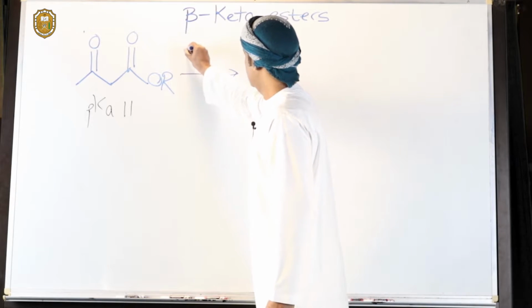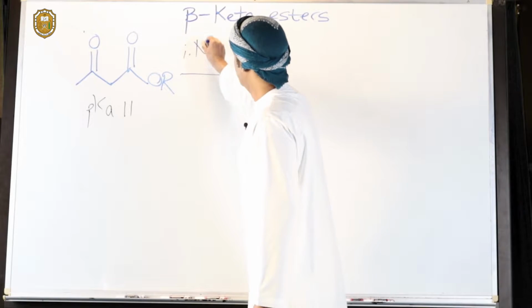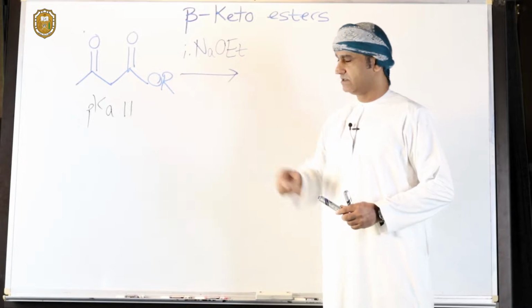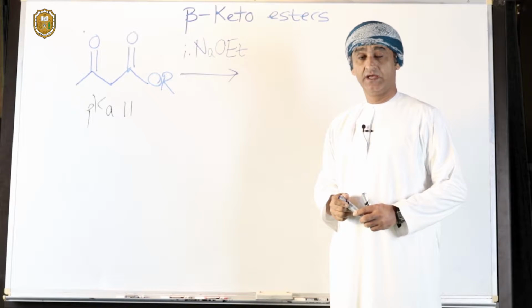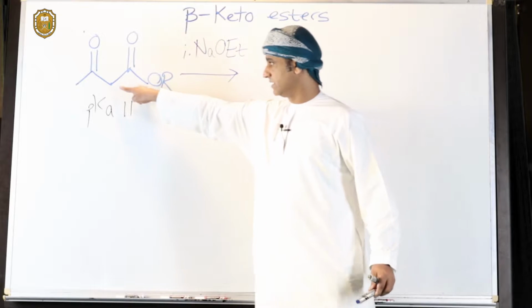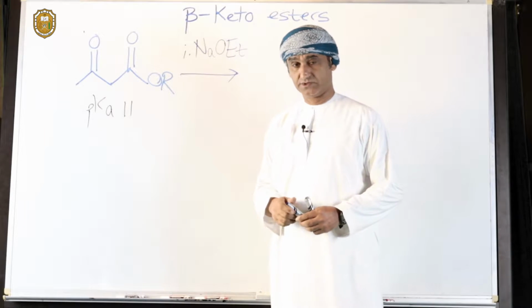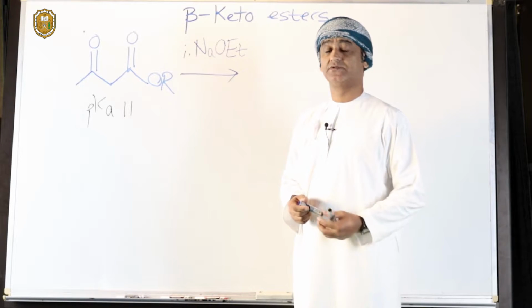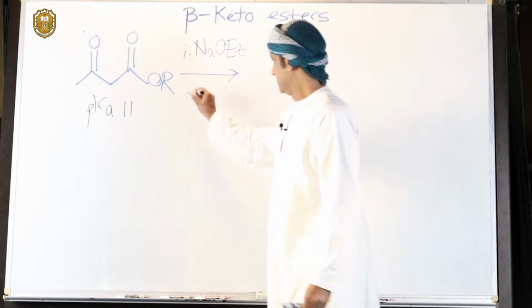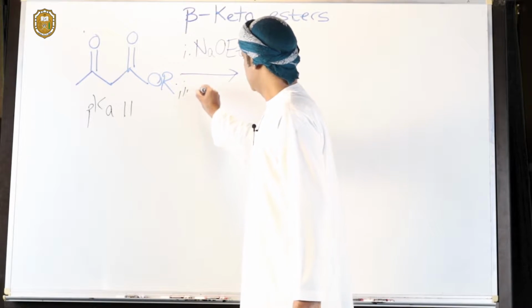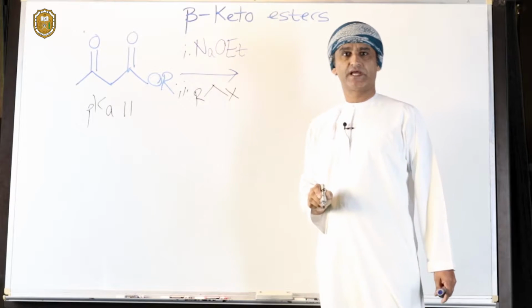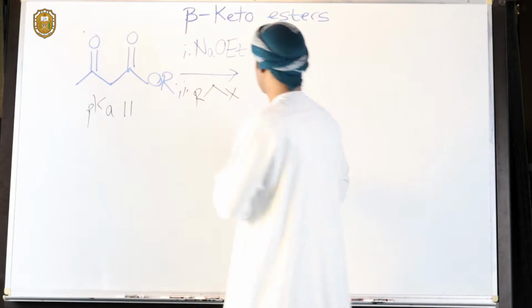So let's show that. If this beta-keto ester is treated first with, say, sodium ethoxide, it should give the corresponding enolate, the enolate at the alpha position, at this position flanked by the two carbonyl groups. If that enolate is then reacted with an alkyl halide in a subsequent step, then a substitution reaction should take place. So if the enolate reacts, let's say, with RCH2X, a primary alkyl halide, then a product of this type should be obtained.